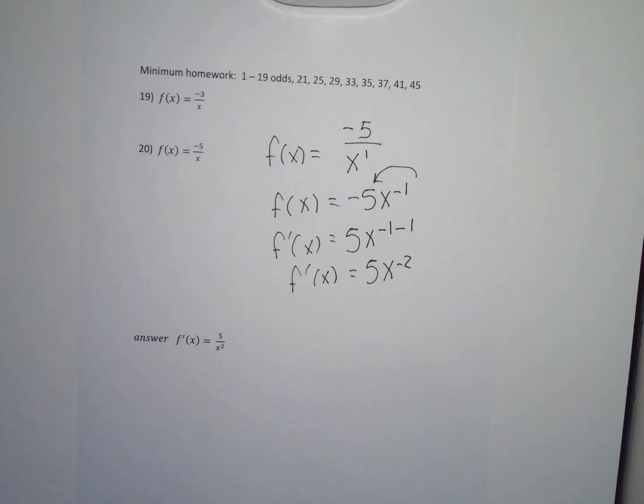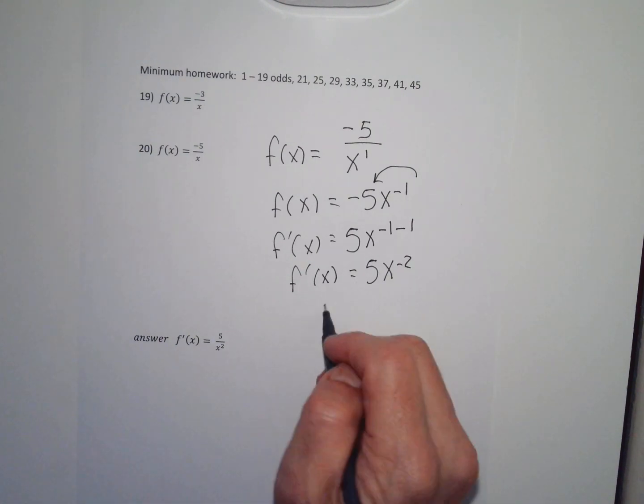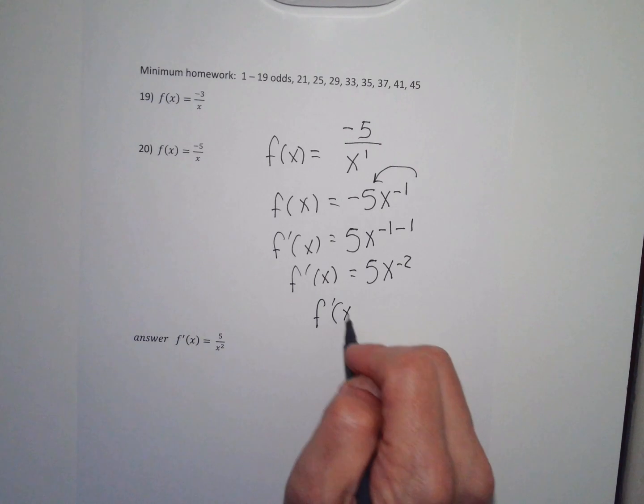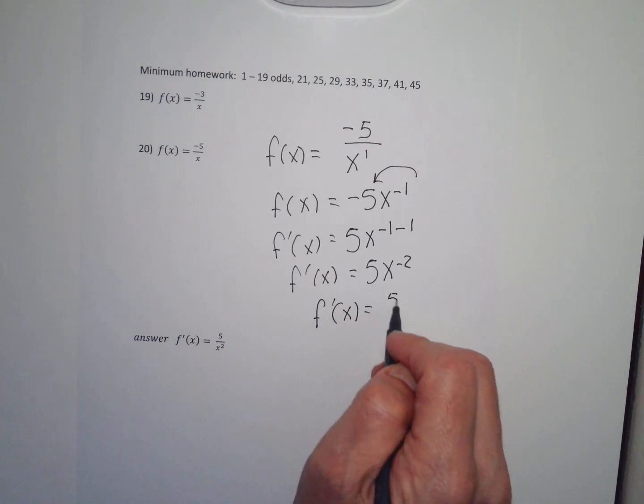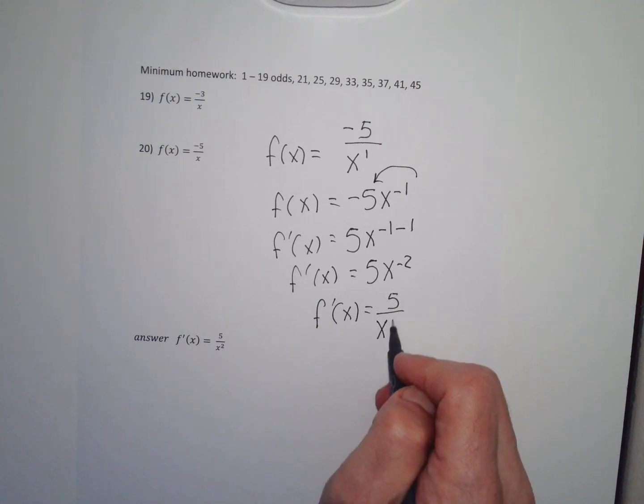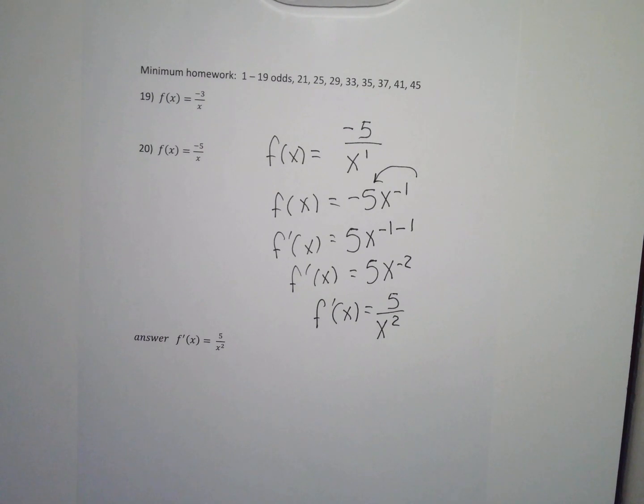I'm going to make my negative exponent positive by creating a fraction. I'm going to leave the 5 in the numerator of that fraction, and the x to the negative 2, I'm going to make an x squared in the denominator of that fraction.